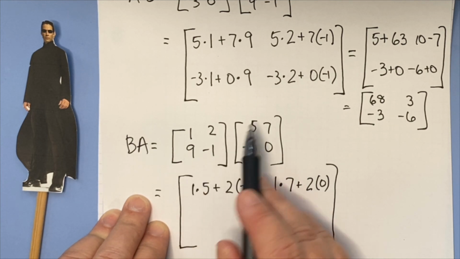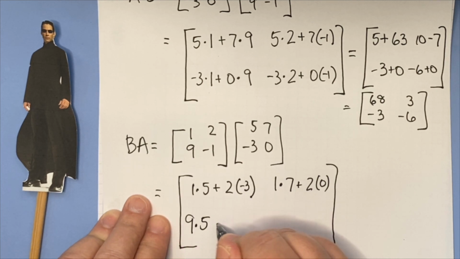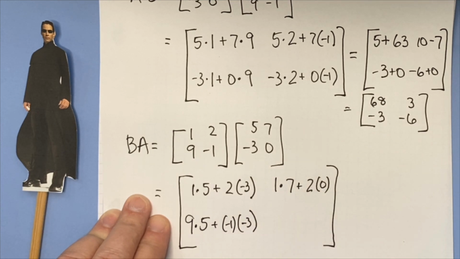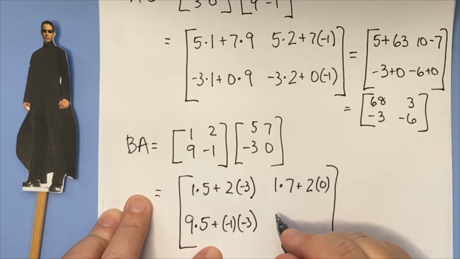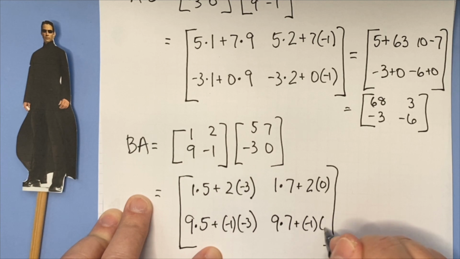9, -1 times 5, -3. I got ahead of myself. Sorry about that. You know when you get very excited about math. Yeah, totally. It happens. So, and then this across and down, 9 times 7 plus a -1 times 0.